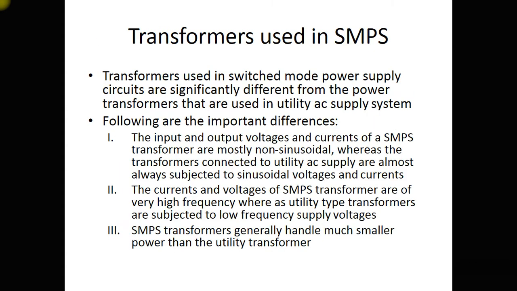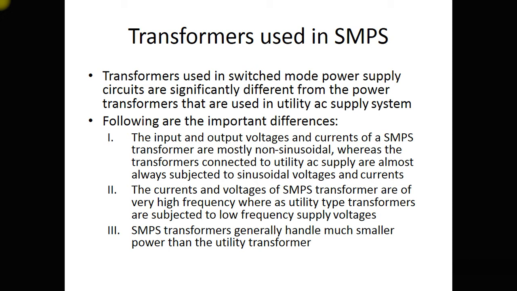Transformers used in switch mode power supply circuits are significantly different from power transformers that are used in our usual step down configurations. These are the important differences. Input and output voltages and currents of an SMPS transformer are mostly non-sinusoidal. As I said, if you go back and see the push-pull type of converter, in that case you are going to have mostly a rectangular type of signal, whereas the transformer connected to utility AC is almost always sinusoidal. So this is one major difference.